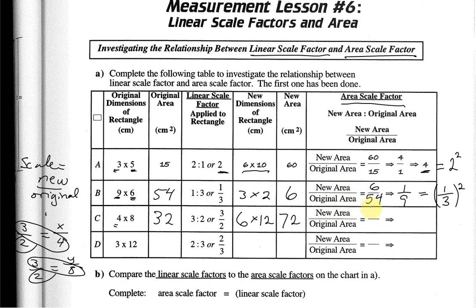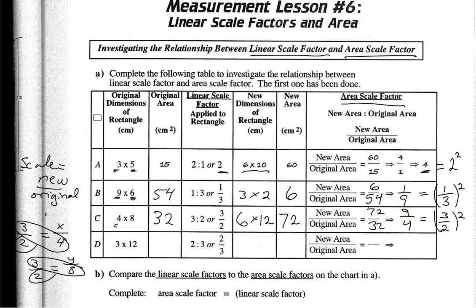So your new area, 72, over your original area, 32. You can simplify these by dividing both the top and bottom by 8 to get 9 over 4. If you were to square root 9, you'd get 3. And if you were to square root 4, you'd get 2. Notice that 3 over 2 is our linear scale factor. And if you take that 3 over 2 and squared it or multiplied it to itself, you'd get our area scale factor.